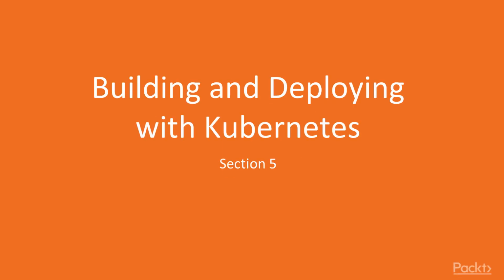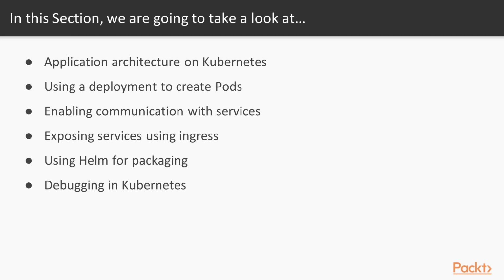Hello, this is hands-on continuous integration and delivery with Jenkins X and Kubernetes. This is section 5, building and deploying with Kubernetes. In this section, we'll look at application architecture on Kubernetes, using a deployment to create pods, enabling communication with services, exposing services using ingress, using Helm for packaging, and debugging in Kubernetes.